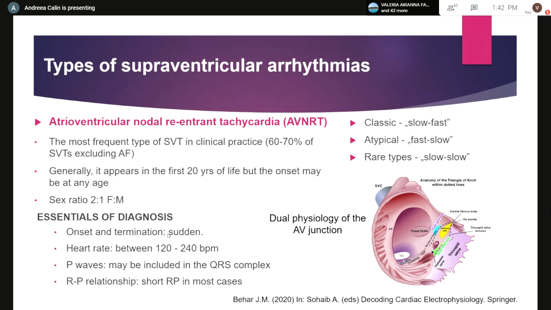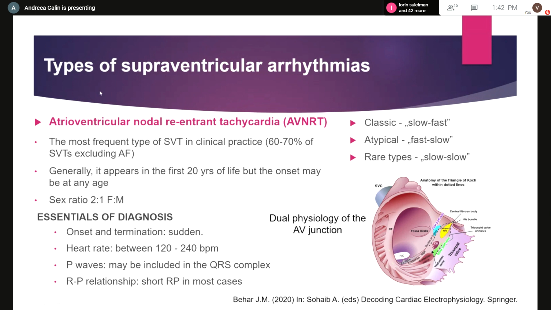It has a sudden onset and termination, and the heart rate may be very high, up to 240 beats per minute. The P waves, as I've said earlier, may be included in the QRS complex, and if there are P waves that are visible, the RP interval is short in most cases.